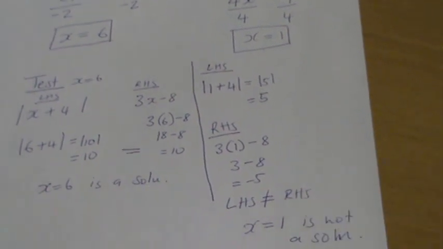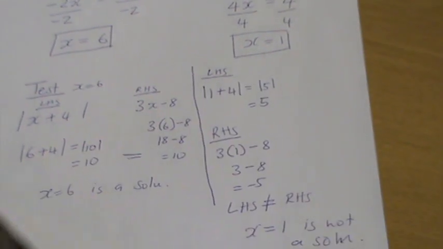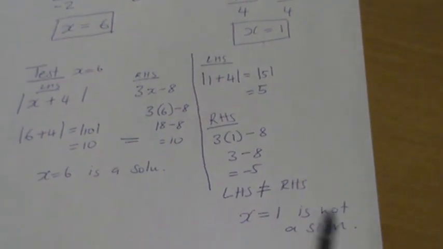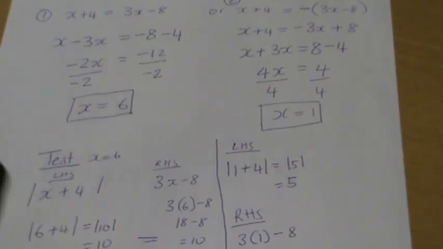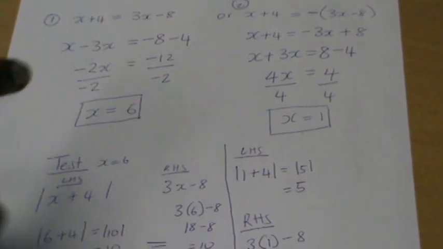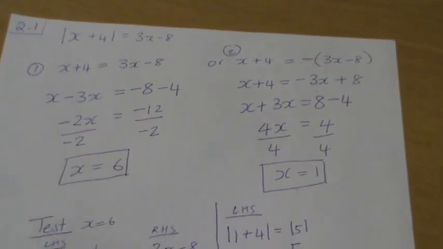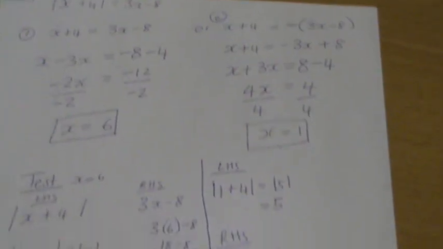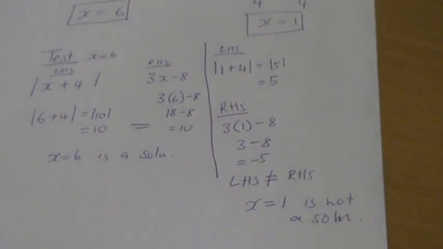Okay, so if I had stopped here, I wouldn't know that it is not a solution. So you must test your answers, and then after you've tested it, you test it on the left hand side and on the right hand side of the original question. Okay, and then if it is valid, it's a solution. If it gives you something like this where the left hand side is not equal to the right hand side, then it is not a solution.